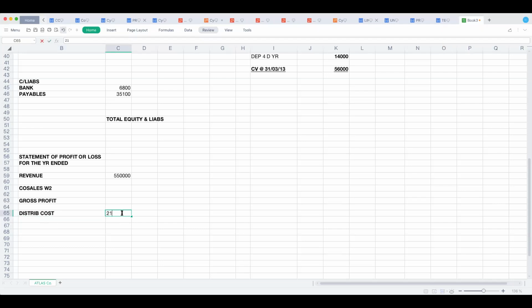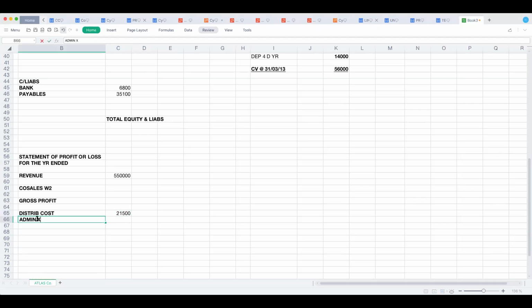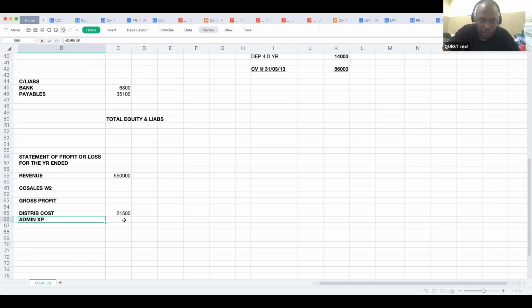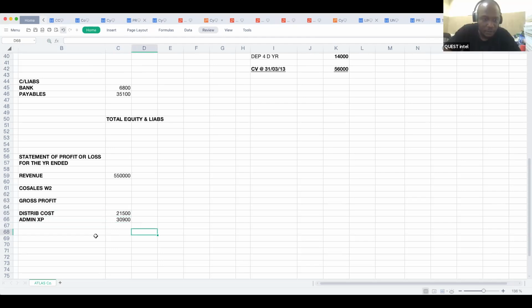21,500. And immediately after that will almost always be admin expenses. So I can take that for granted. Admin expenses, how much? 13,900. Who's next?